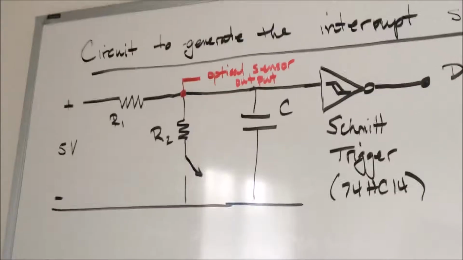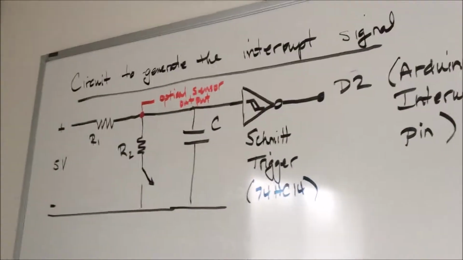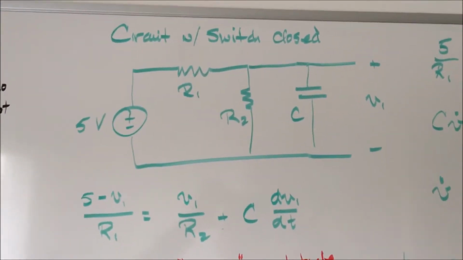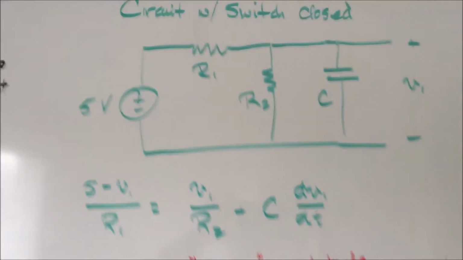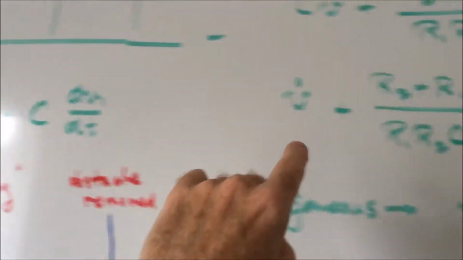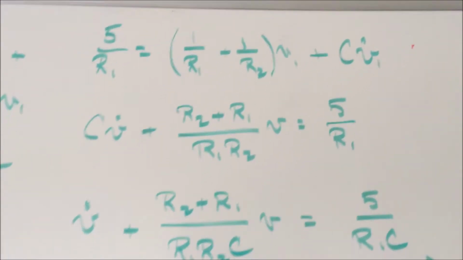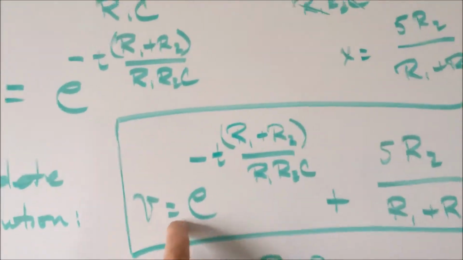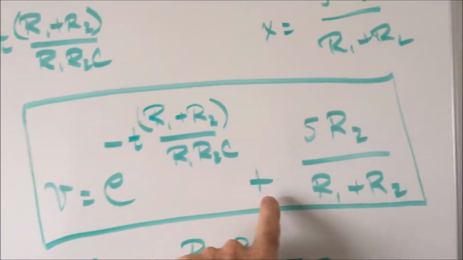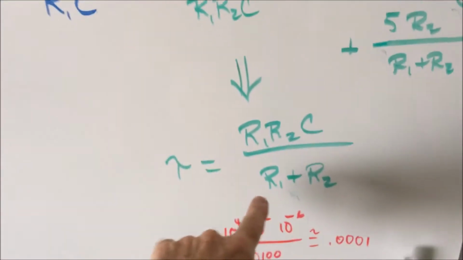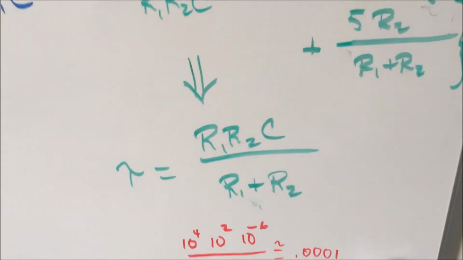When the switch is closed for this circuit, R2 is in the circuit. So this is what we have when the switch is closed. And if we write Kirchhoff's current law again, we can write this equation, which gives us these set of equations resulting in this differential equation. And when we go through all of this, we find that our solution is this equation. And now here is our time constant. Well, actually, this value right here is our time constant.